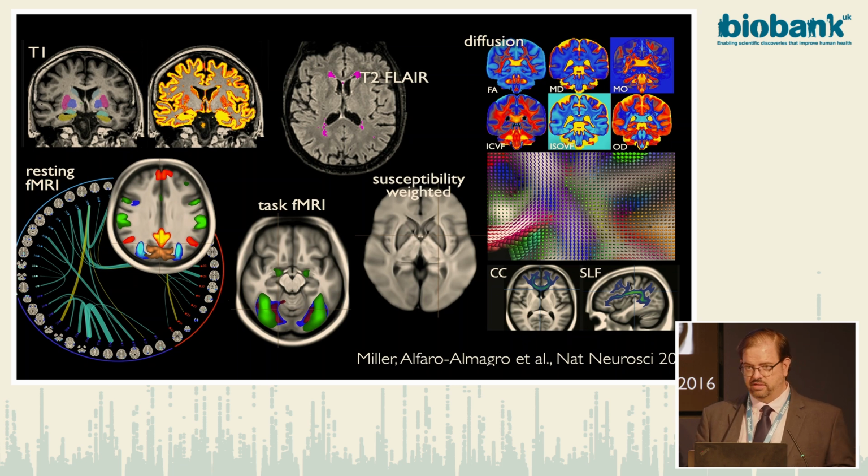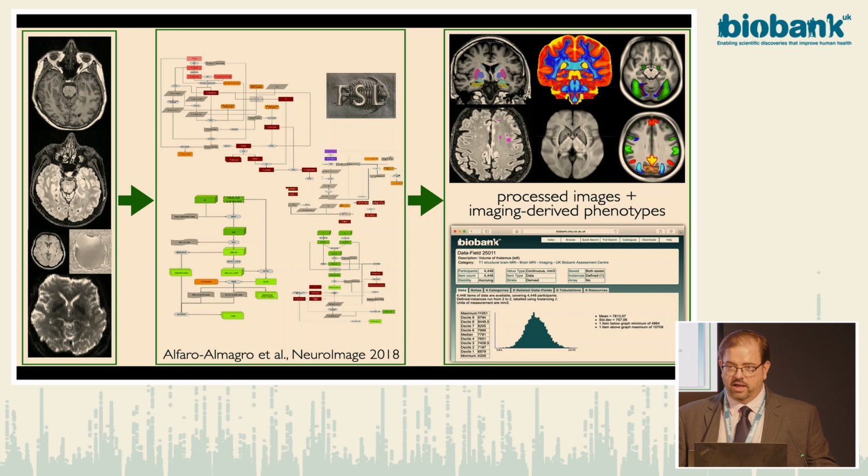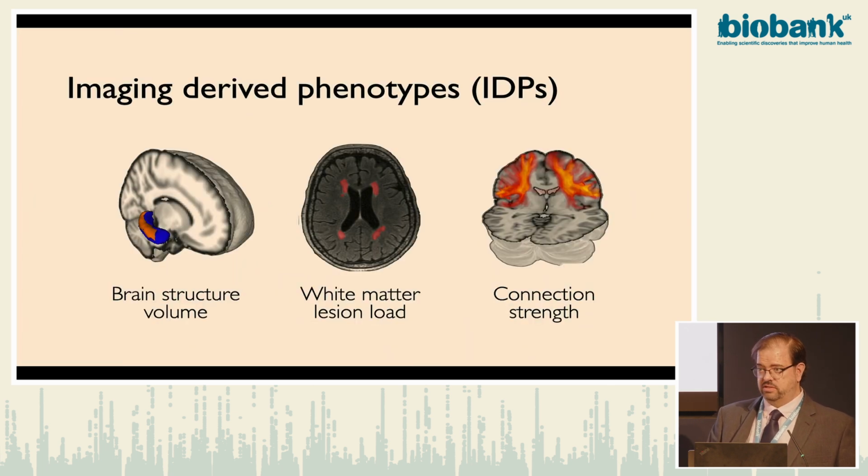This protocol was described in Carla Miller's paper. And what we are doing with the images is we process them with a robust automated pipeline based on FSL, which is the library that we develop in our lab. And we get processed images and what we call IDPs, imaging-derived phenotypes, out of these images. IDPs are just numerical variables that describe different features of the brain that can be used by non-imaging researchers for correlational studies, such as the volume of different brain structures, the lesion load in the white matter, or the connection strength between different regions of the brain.